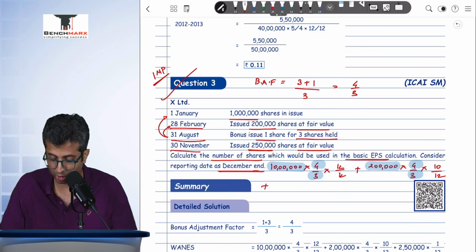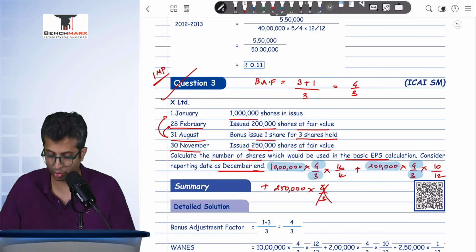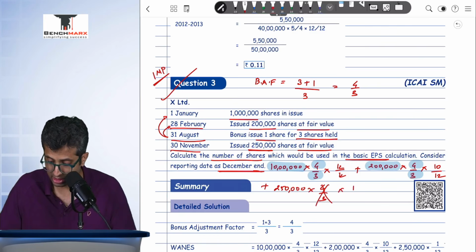However, on 30th of November, have I further issued 2,50,000 shares? Yes. Will they be entitled to any bonus? No. And hence I don't need to do a 4 by 3 adjustment over here. Into this is outstanding by 1 by 12.